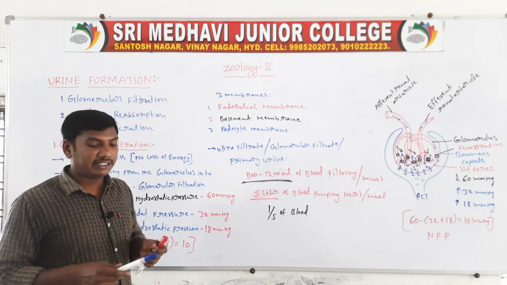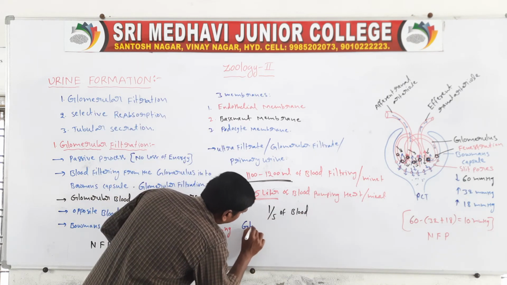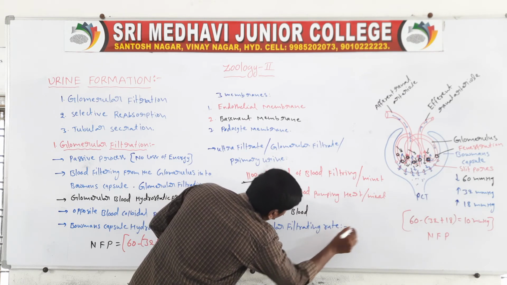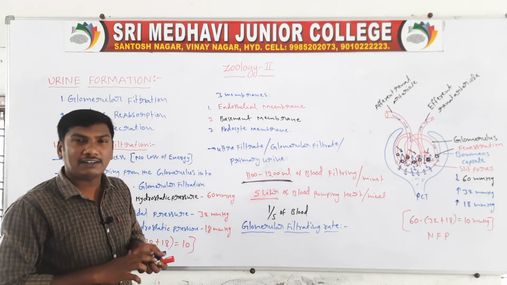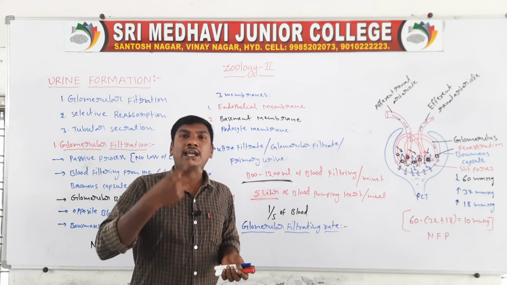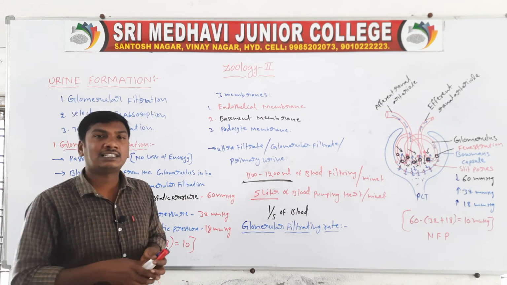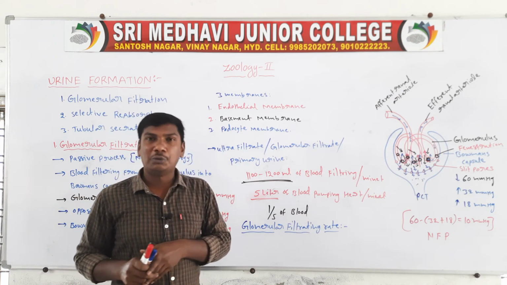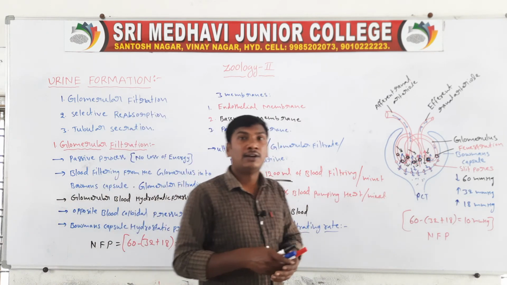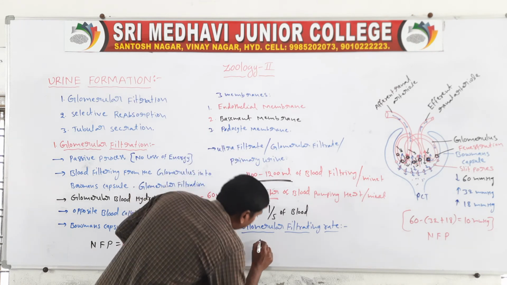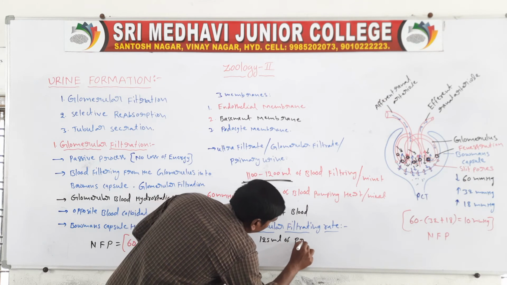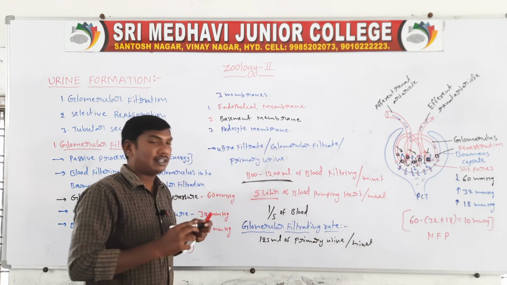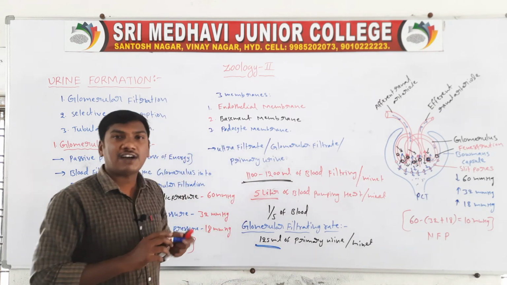Next, the glomerular filtration rate. The glomerular filtration rate means the filtering of blood by both kidneys per minute. The rate is 125 ml per minute, meaning 125 ml of primary urine is formed per minute.